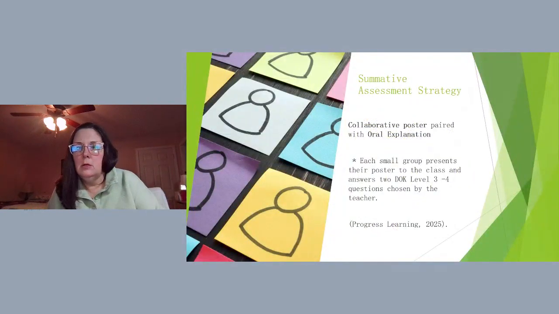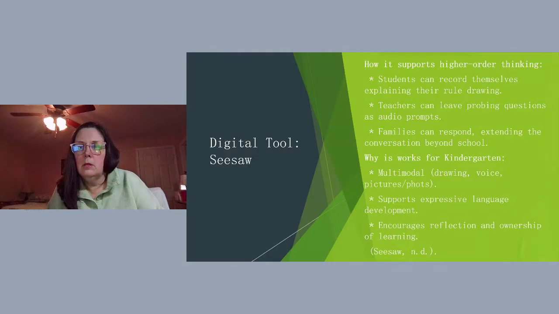Next is a digital tool we will be looking at. There are 2 the students can use to support them in growing their own higher order questioning skills, abilities to stimulate discussions and promote inquiry and critical thinking. The first tool is Seesaw.